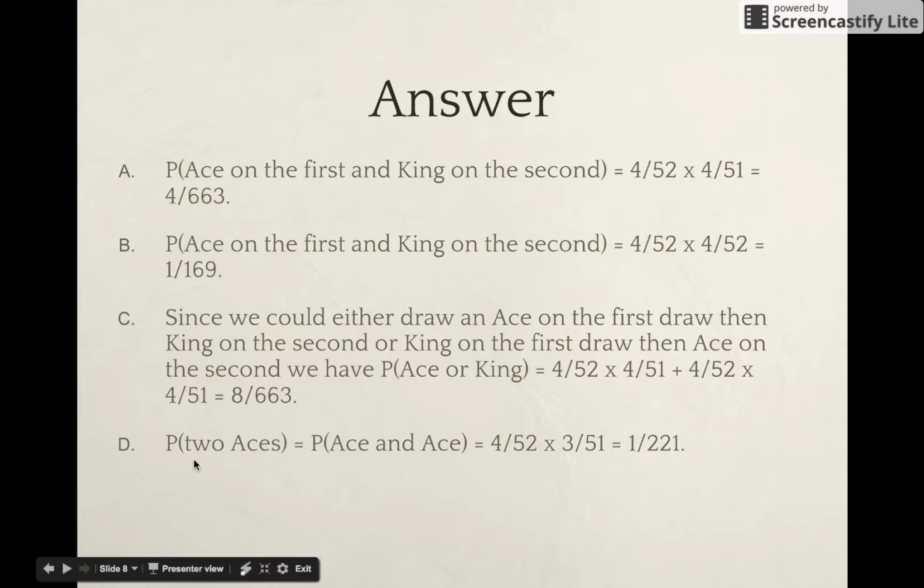Part D, we're going to find the probability of drawing 2 aces. This is the probability of ace on the first draw and ace on the second. And that is 4 aces out of 52 to find the probability of selecting an ace. And in part D, we're drawing without replacement. So when we go to select our second card, there are only 3 aces in the deck of cards because we did not put the ace that we drew on the first draw back. And there are only 51 cards, so the probability of drawing an ace on the second draw is 3 out of 51. The product of those is 1 out of 221.